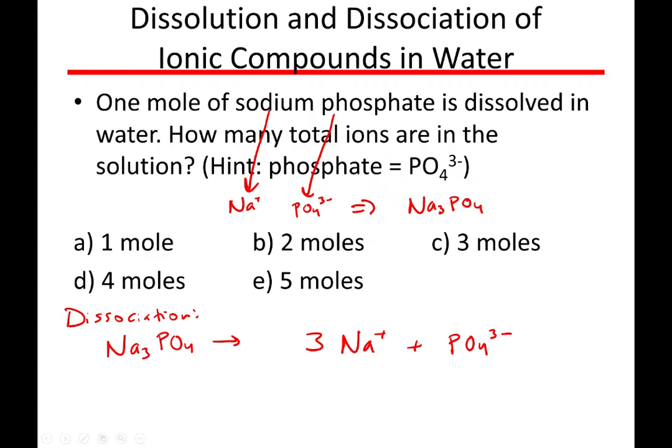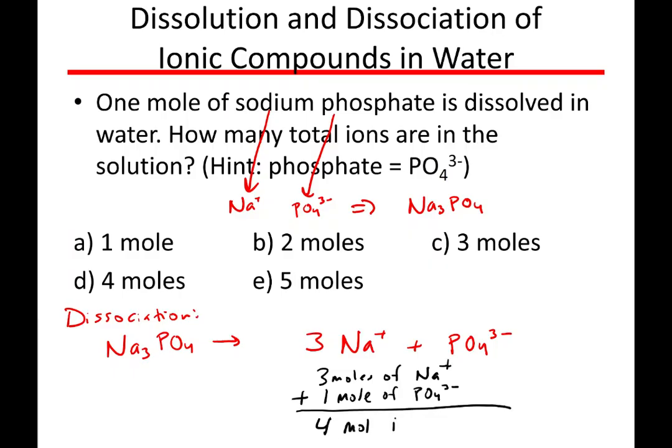So let's now figure out what the answer to this problem is. We have 1 mole of sodium phosphate that we begin the problem with, right? The coefficient of 1 is implied here. That's going to break up to give us 3 moles of Na+, 1 mole of phosphate, altogether, that gives us 4 moles of ions total.